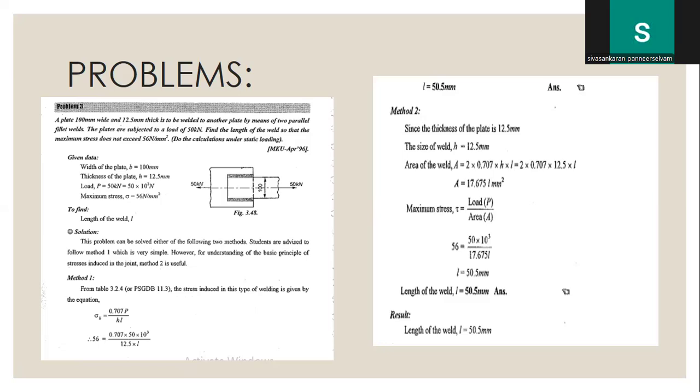So here in this problem, they have given the safe load 50 kilonewton tensile on both the sides and the maximum allowable stress sigma equal to 56 Newton per square millimeter. So we have to find out the unknown length of the weld. So let us see the solution.